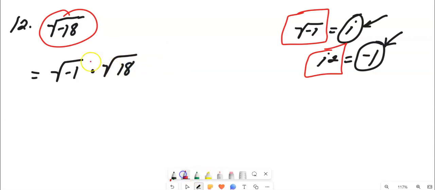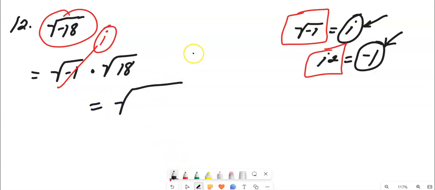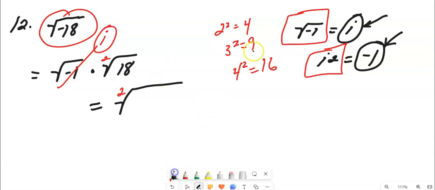So we know that this will simply be replaced with an i. Now we've got to work on solving the square root of 18. So I start thinking of perfect squares. Well, I know 2 squared is 4, 3 squared is 9, and 4 squared is 16. So I start thinking of those two factors. Well, I know 9 times 2 equals 18. So I can use those two factors.